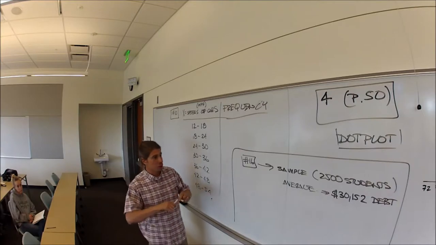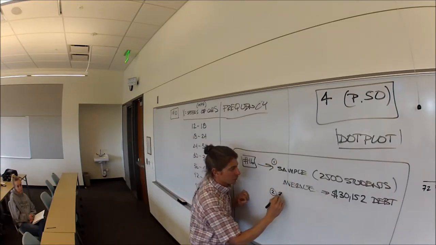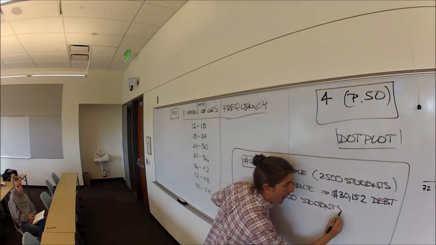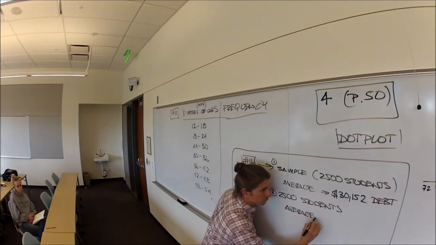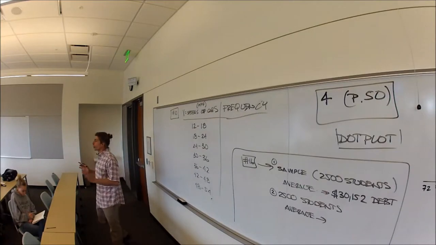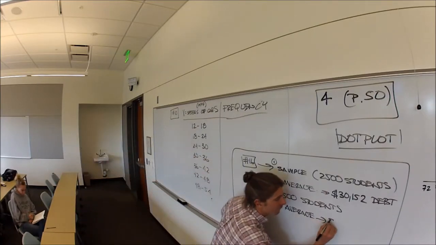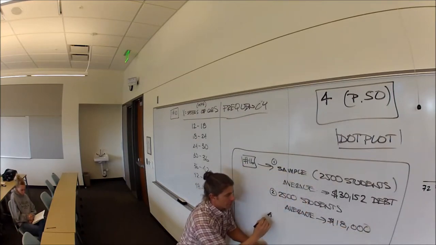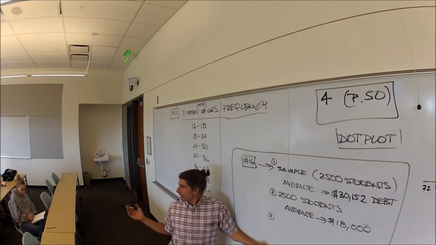and sample 2,500 more students. So this was sample number one. How about sample number two? 2,500 students again, and they're going to have an average for that sample. What's it going to be this time, do you think? Knowing that there's no right or wrong answer for this. About 18,000 bucks, love it. How about sample number three? 2,500 students again, what do you think as far as an average debt value?